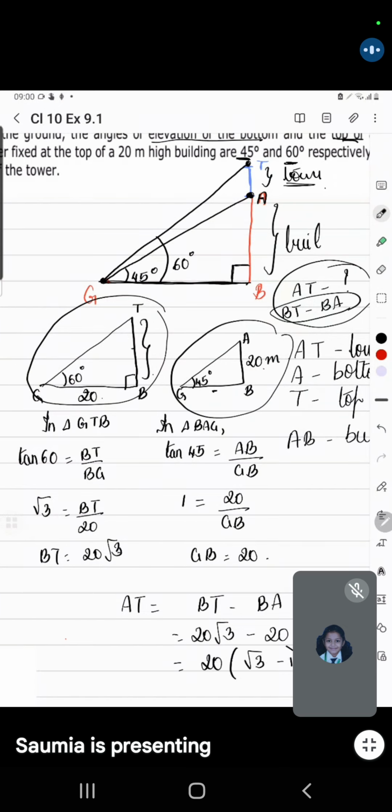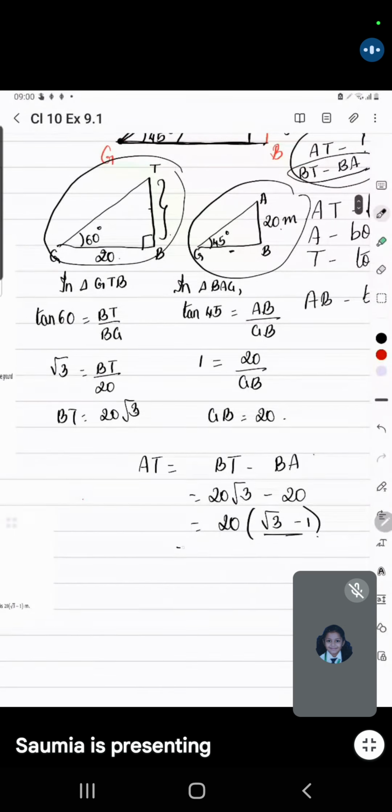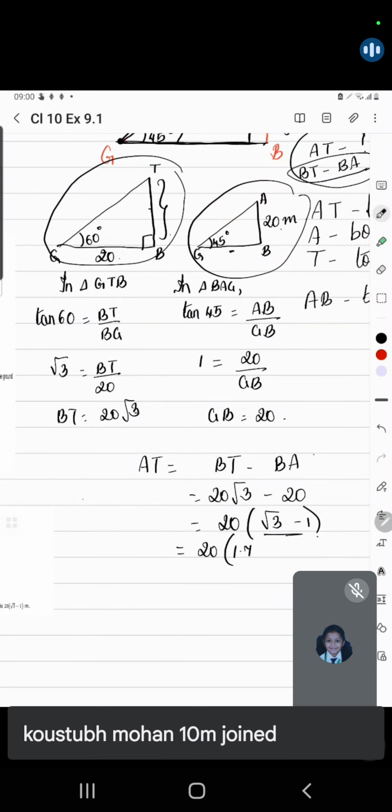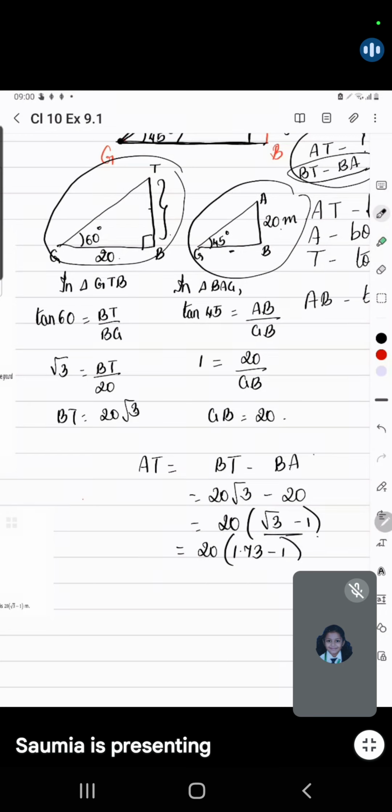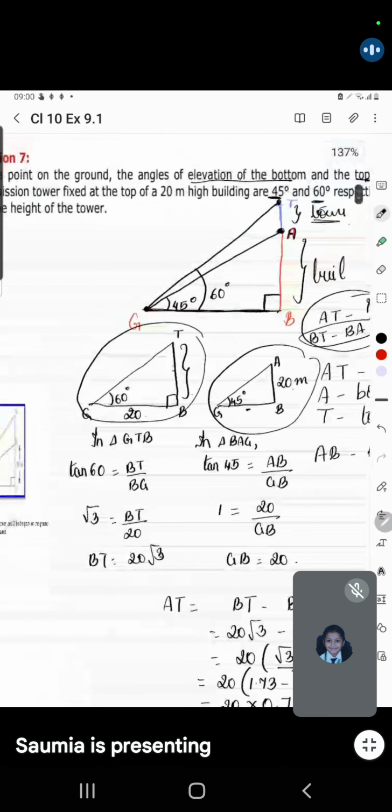Now here, put the value of √3 because you cannot leave it as a subtraction. √3 value is 1.732, or 1.73, whatever you want, 2 decimal places, 3 decimal places. So this will be 20 into 0.73 and you get the answer. Is this clear?